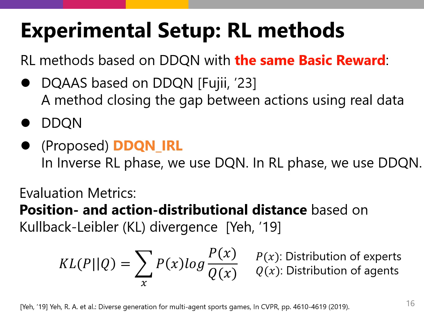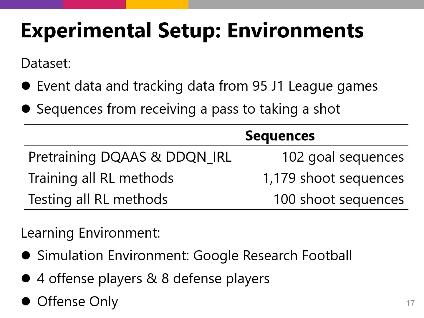We explain the reinforcement learning methods, the evaluation metrics, the dataset, and the learning environments. We compare three reinforcement learning methods based on DDQN with the same basic reward. One is DQAS with real data. Others are DDQN and DDQN IRL with inverse reinforcement learning. DDQN IRL is the proposed method. For evaluation, we use two distribution distances, between positions and actions, based on Kullback-Leibler divergence information, which compute the distance to experts.